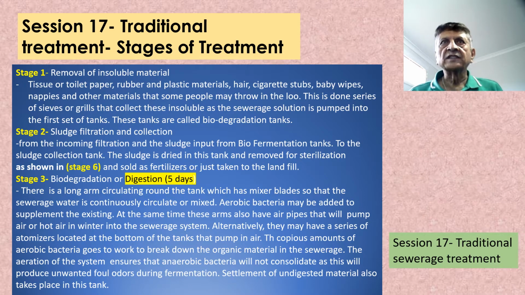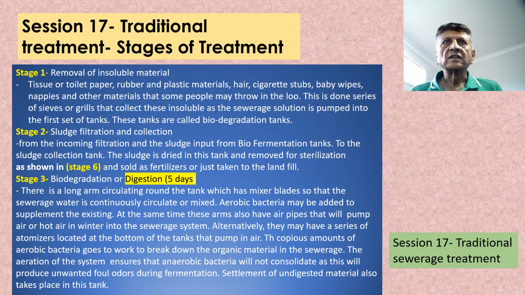The removal is done in a series of sieves or grills that collect these insoluble materials and filter them off as sludge. The clear suspended solution of sewage is then pumped into the first tanks. The tanks are called biodegradation tanks.